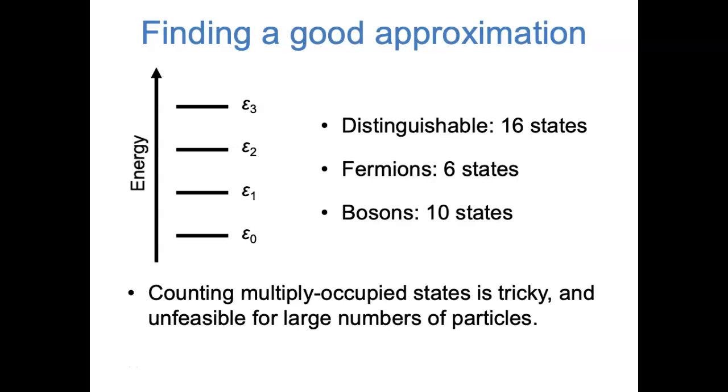It's fairly straightforward to count out all the possible states when we just have 2 particles and 4 energies. But when the numbers of particles and possible energies get much bigger, it becomes tricky to count out the possibilities for indistinguishable particles, because you have to do a lot of counting of states that are multiply occupied, and that becomes unwieldy when there are lots and lots of empty states. Fortunately, it's not necessary for us to do all of this counting, because we can make a pretty good approximation of the partition function of indistinguishable particles, regardless of whether they're fermions or bosons.